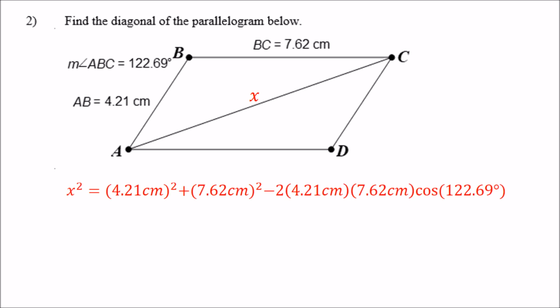Next, applying law of cosines, I would have x squared equals 4.21 squared plus 7.62 squared minus 2 times 4.21 times 7.62 times cosine of 122.69 degrees. Solving that for x, I get x to be about 10.51 centimeters.